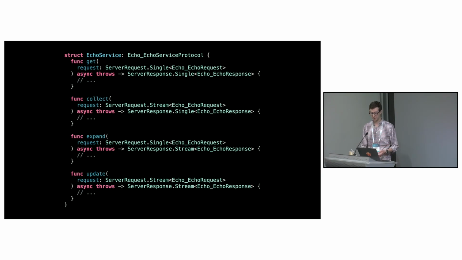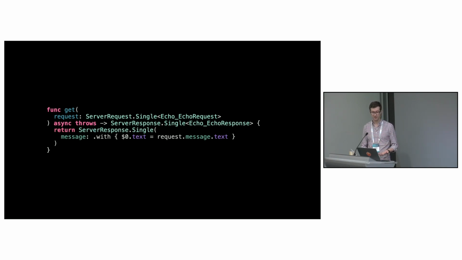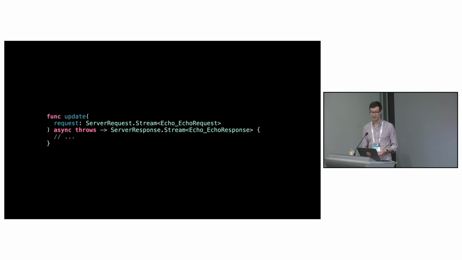Let's focus in on the unary get method. It's straightforward. The input is a single server request, which holds the metadata and message. The return type is a single server response. No surprises here. And implementing it is as simple as you'd expect. Let's take a look at the bidirectional streaming update method.